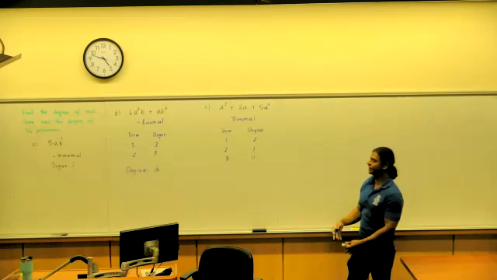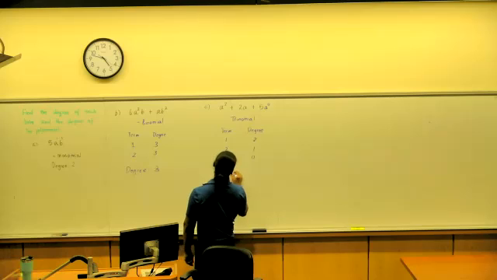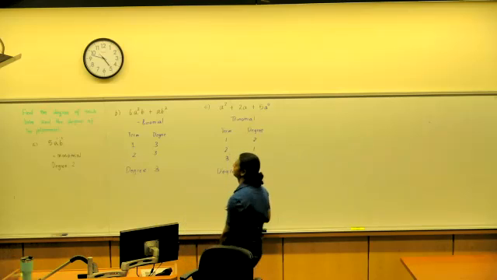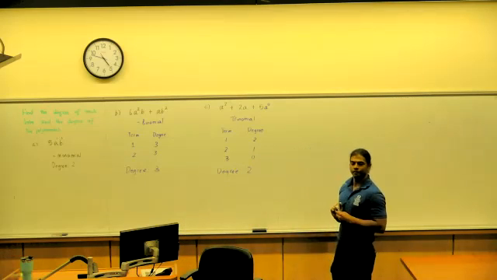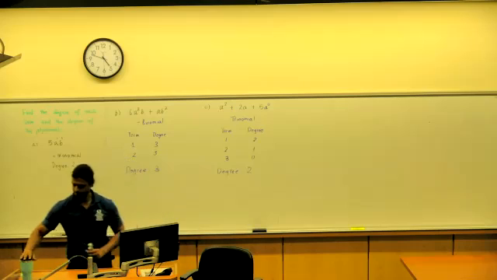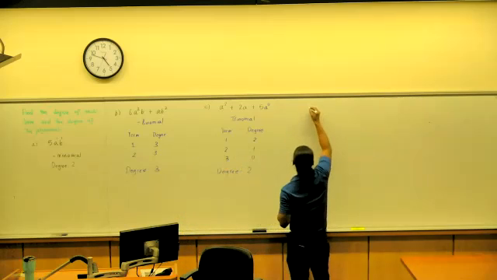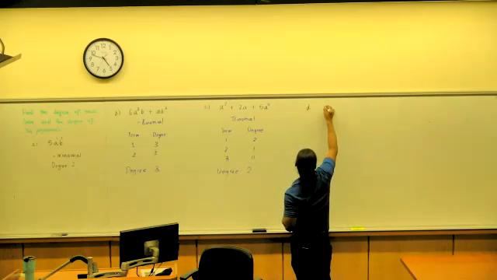What is the degree of the polynomial? 2. It is the maximum of the 3, so it is 2. Good. I'll do 1 more, and then I'll let you guys try 1.